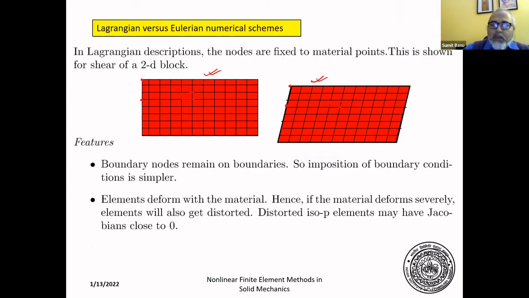In solid mechanics, we overwhelmingly prefer the Lagrangian method, and all that we will learn in this course is based on the Lagrangian description, where nodes will be firmly imprinted on the volume of the body. Okay.